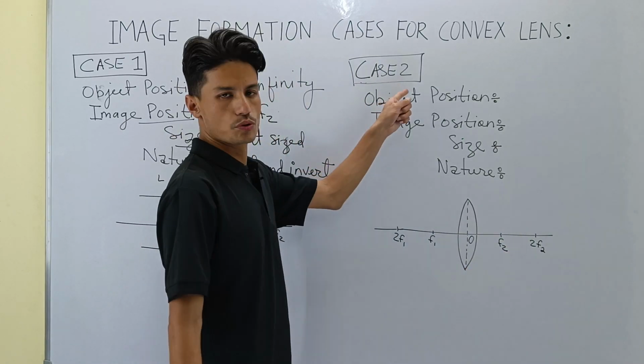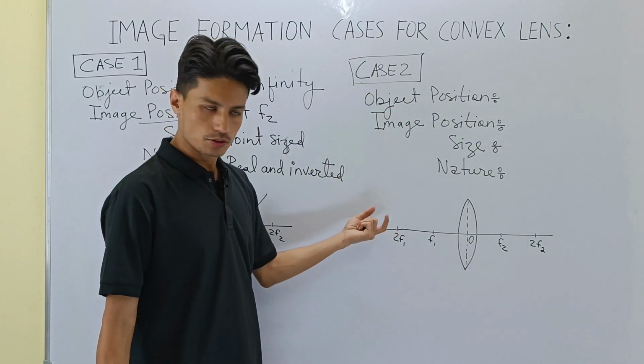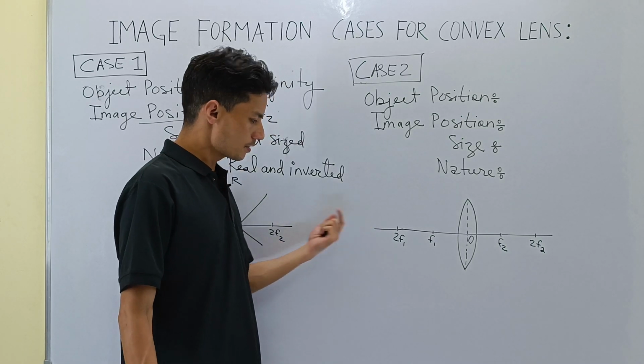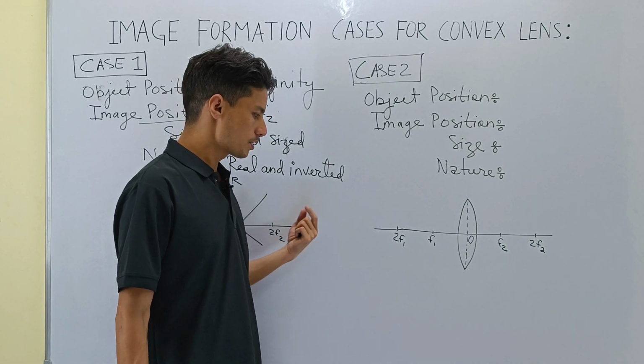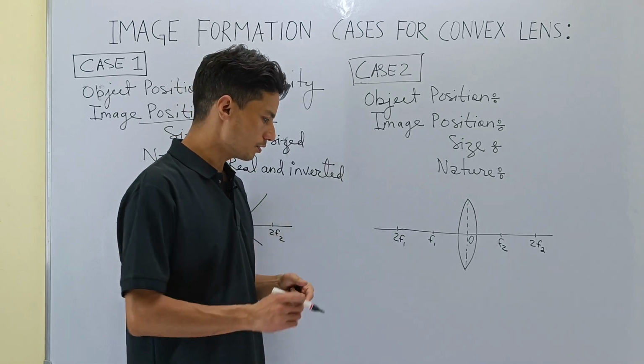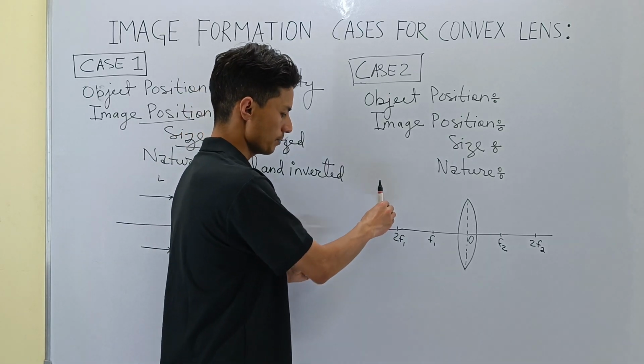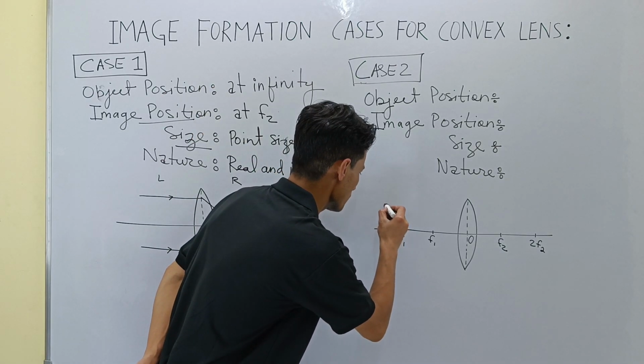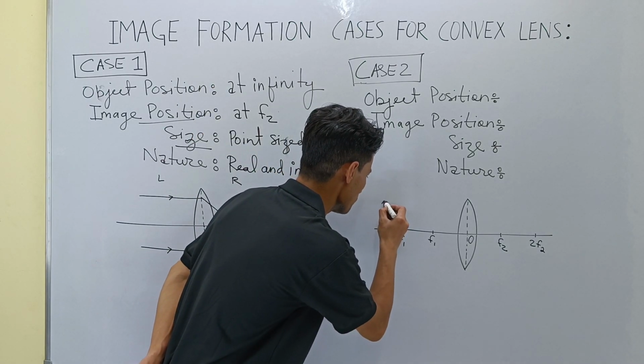Now this is case 2. The object will be visible. So where will the object be? The object will be behind 2f1. Previously it was not visible, it was at infinity. Now the object will be visible, but it will be behind 2f1. So the object is behind 2f1. So let us draw the object. Let us use this as our object.